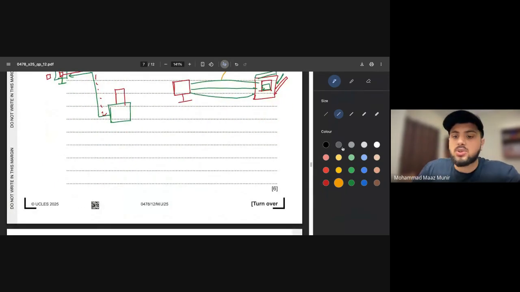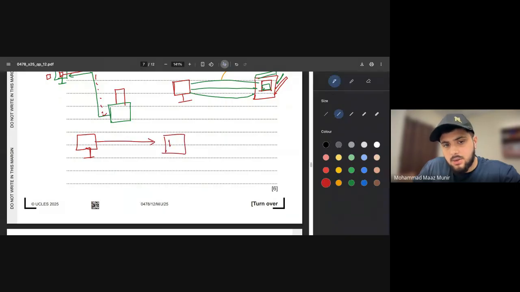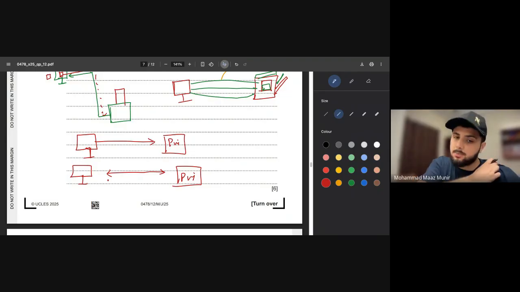Then after this, the secondary thing that comes up is: the data you want to transfer, do you want it in a way that your computer is only sending data to the printer, okay? Or do you want it in a way where both the computer can send data to the printer and at the same time the printer can also send data to the computer?